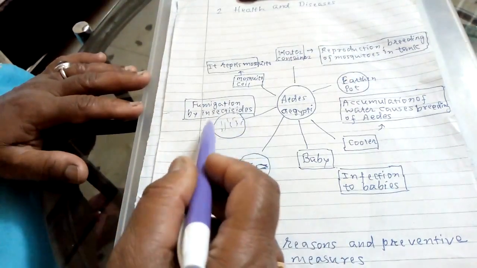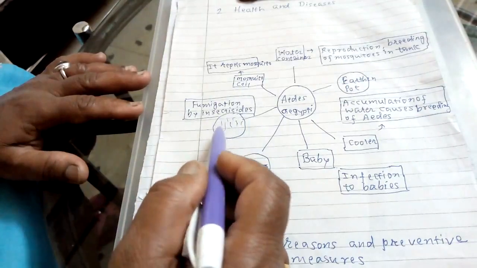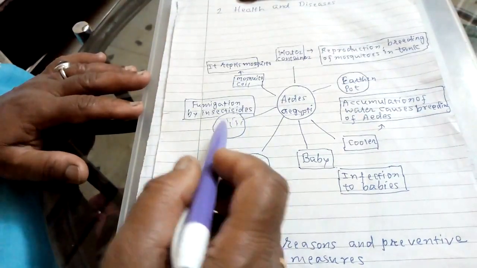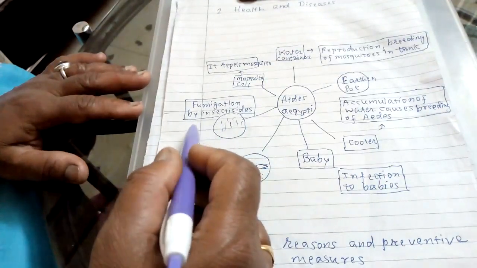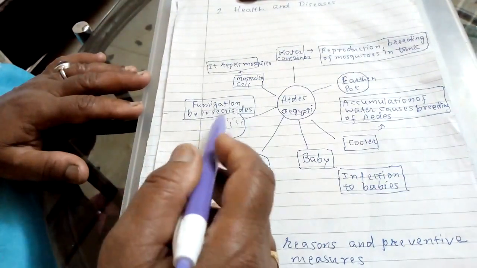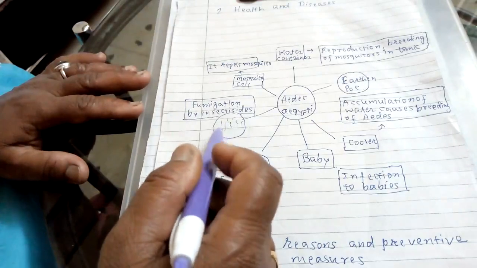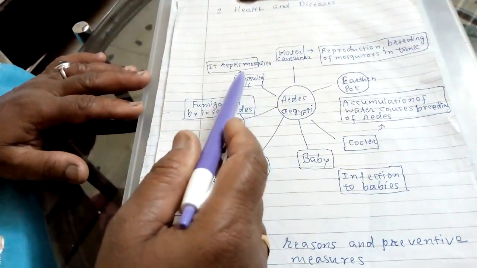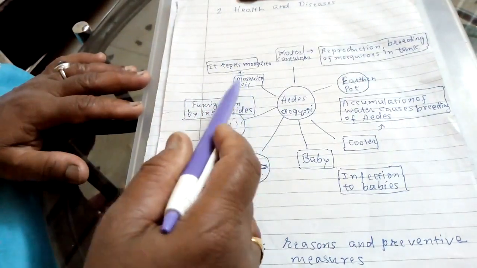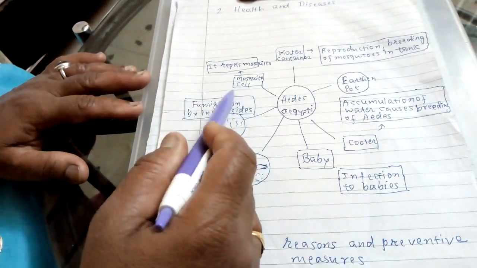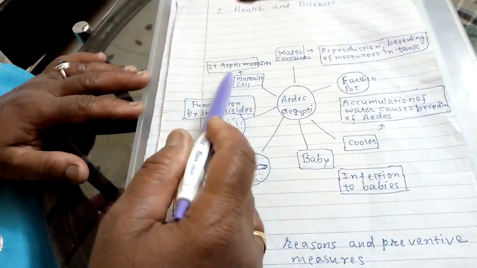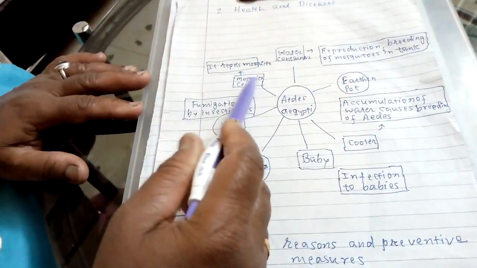Then in our areas, so many people from the municipality or Gram Panchayat come and spray insecticides, that is fumigation of insecticides, to control the growth of mosquitoes. Then at our home we use mosquito coil, Good Night, such types of preventive measures, or a mosquito net is also available, and due to that we repel the mosquitoes.